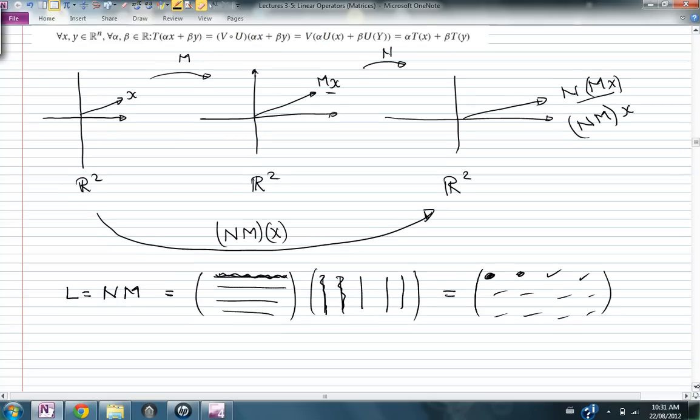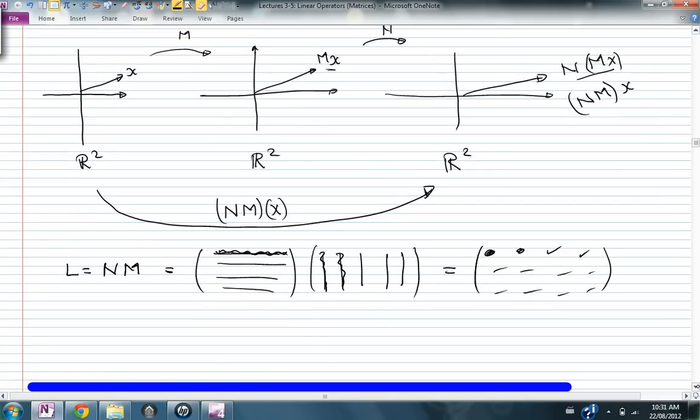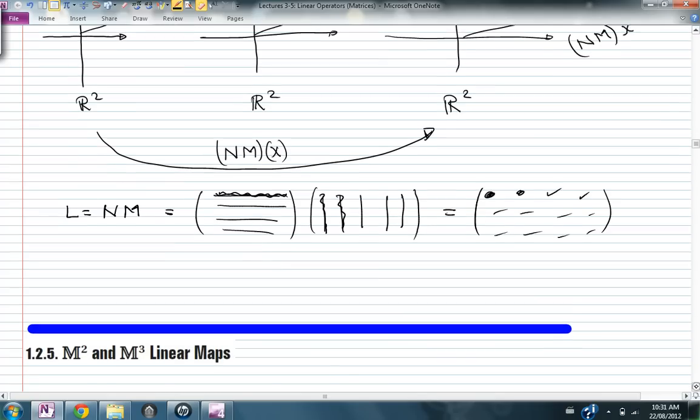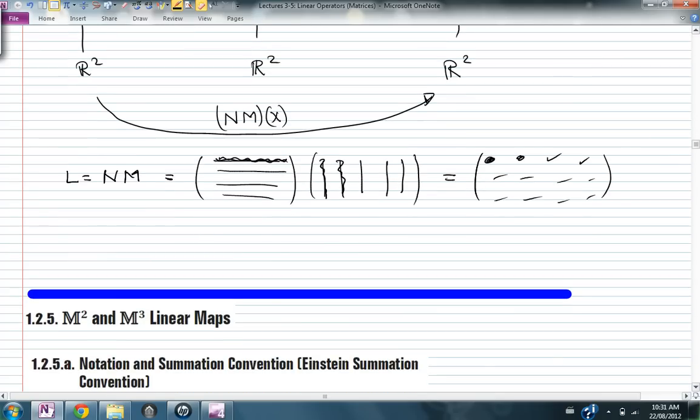And so this concludes this portion of the lectures, and in the next portion we're going to discuss the special matrices that are square matrices, of size 2 and 3.